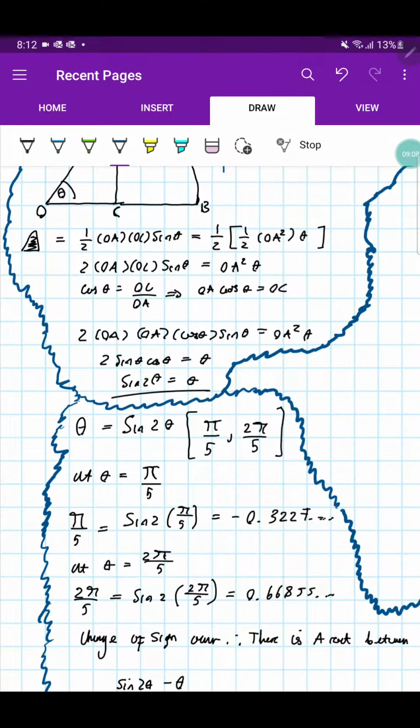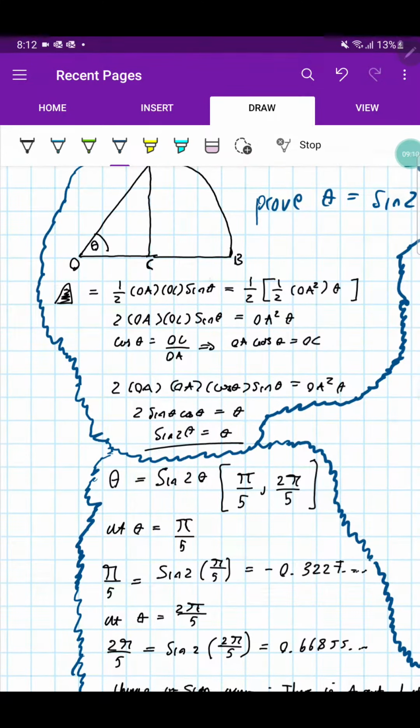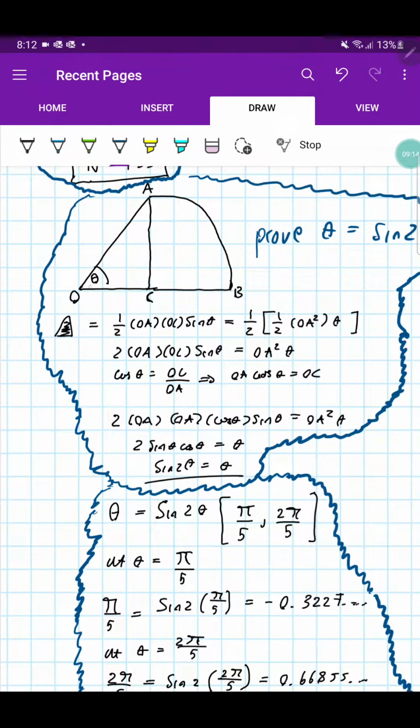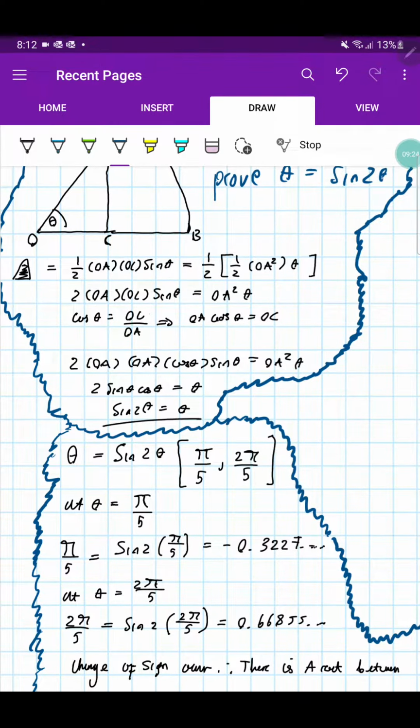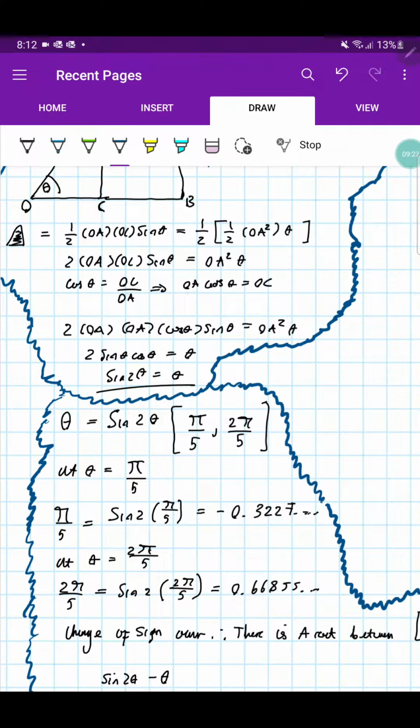And we know from a trig ratio that cos theta equals OC over OA, because OC over OA is just going to be adjacent over hypotenuse. So that's going to be your trig ratio. And if we multiply by OA, we get OC the subject.